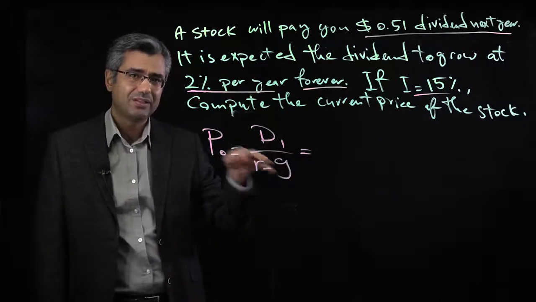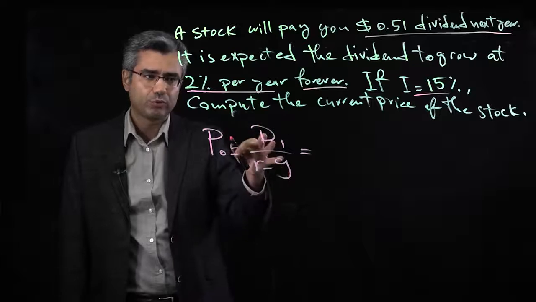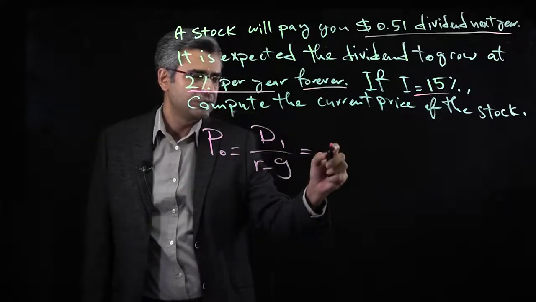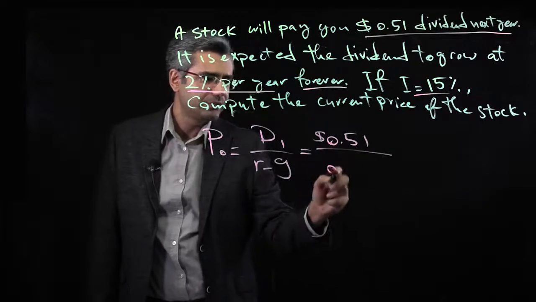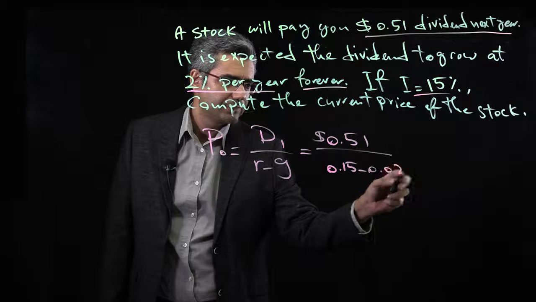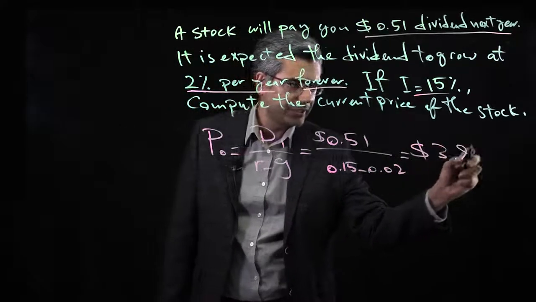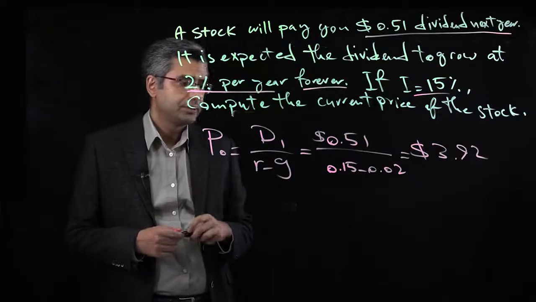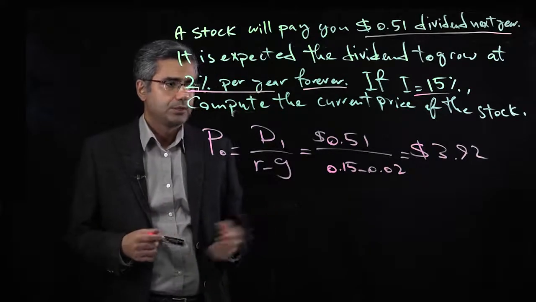In the previous example, we had D0. We had to compute D1 and put it in the formula. But now we already have D1. So D1 is 0.51, R is 15% minus 2% growth rate. And then you will get $3.92. $3.92 US dollars is the stock price.